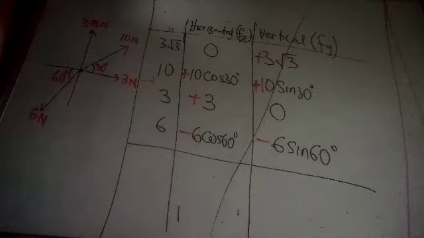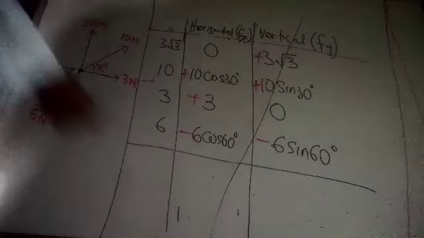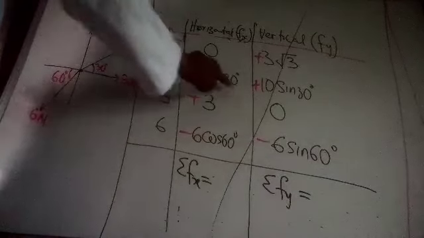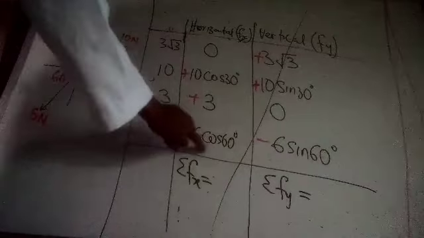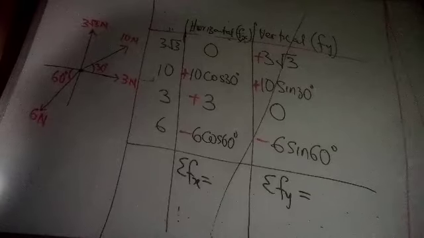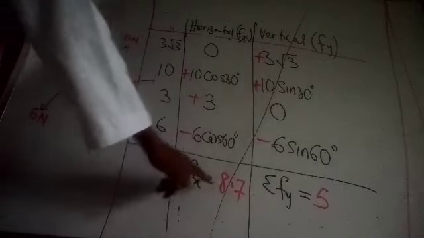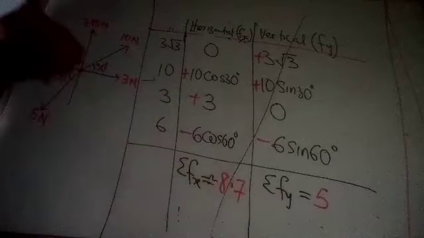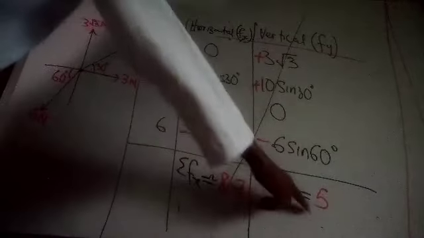Now the next thing is I want to find the summation of Fx, that is the horizontal forces, and the summation of all the forces on the vertical. So that means I'm going to press 10 cos 30 plus 3 minus 6 cos 60. Let's see what that will give us. The summation of all these values is approximately 8.7, while the addition of all these is 5.